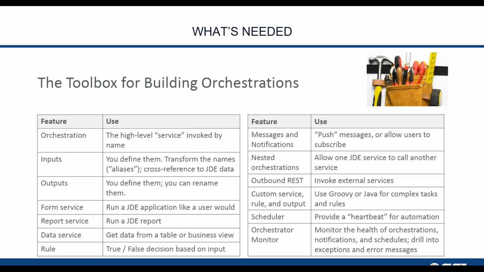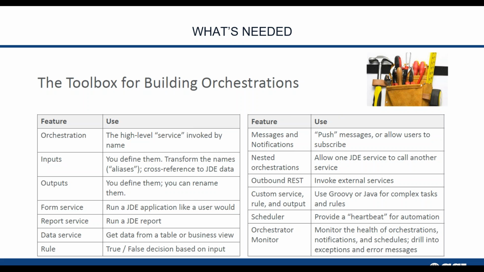So, what do you need for orchestration? You have the orchestrations themselves, which are services. You define what your input's going to be. You could either use the alias of JD Edwards or change it. You define what the output's going to be. You can call it something other than what JD Edwards calls it. You can run applications like users do. You can create reports. You can grab data from a table or a view. You can embed true, false kinds of decisions. You could push messages and allow users to subscribe to the ones they want and categorize them the way they want to. And we talked about nested orchestrations, and we talked about external REST calls and things like that. Again, Groovy, Java, you need that skill set for more complex tasks and rules. And then you have your scheduler, which is a more powerful thing than the existing JD Edwards scheduler you have today. And then the monitor to look and see what's going on.